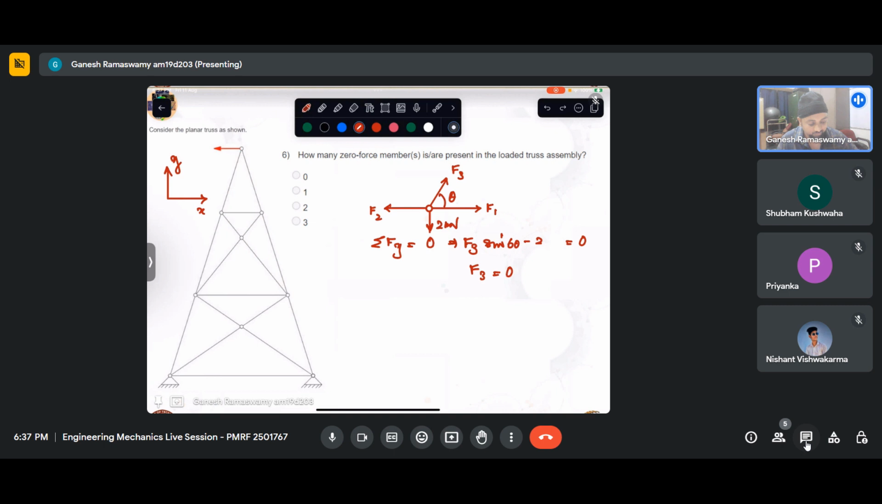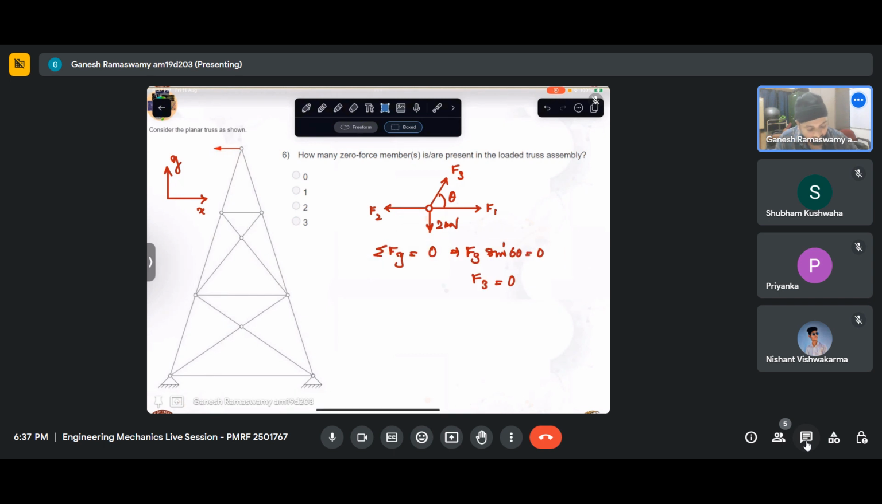So the condition is that it has to be free of any force to start with. So if we have a configuration such that there are three members connected at a joint, out of which any two are collinear, then the force in the third member is 0. So this is one condition to identify zero force members.